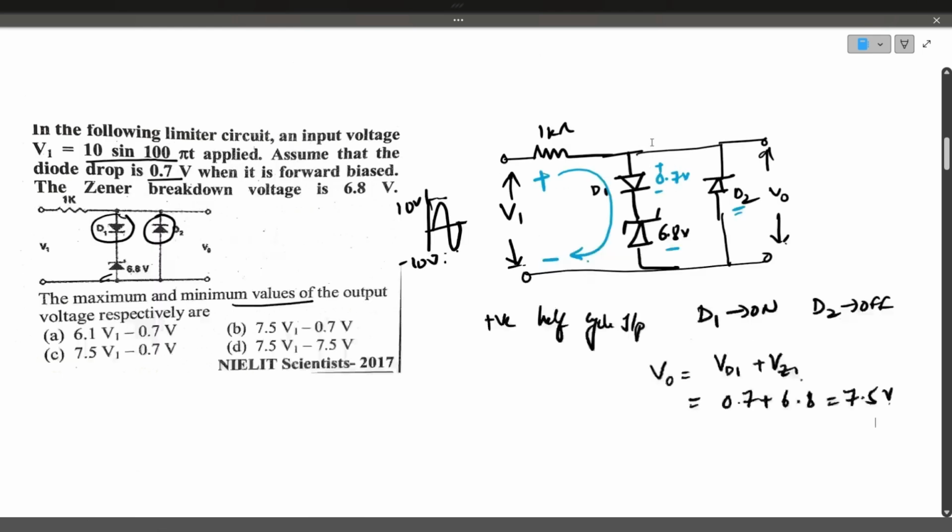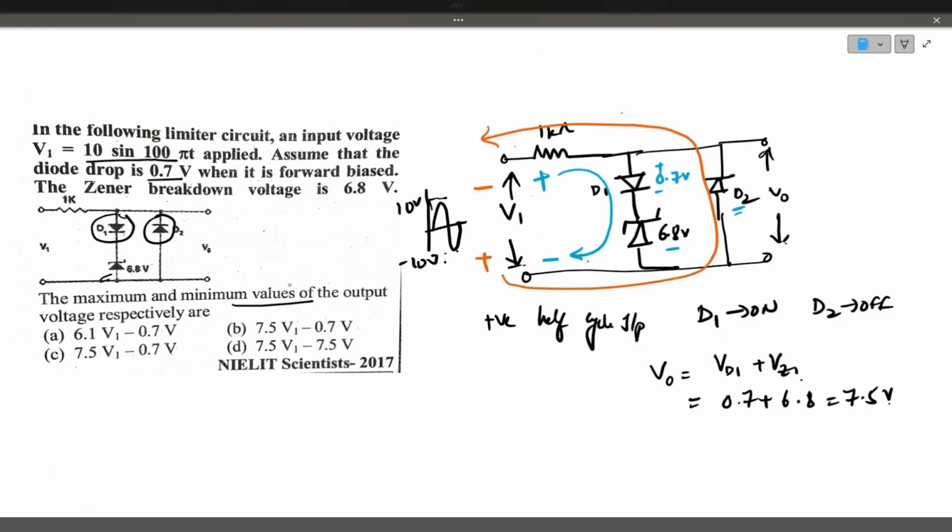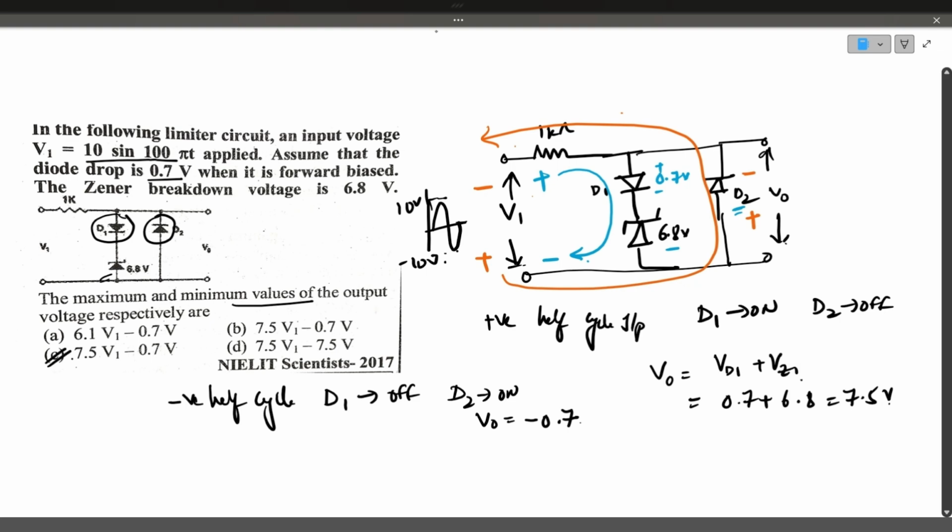So during the negative half cycle, what happens? During the negative half cycle, that is minus and plus, D1 is off and D2 is on. Current flows in this direction. D1 is off, so no current flows through Zener. D2 is on, so output voltage is minus 0.7. Because the voltage appears like this, minus 0.7. So the answer is option C. These are the maximum and minimum values.